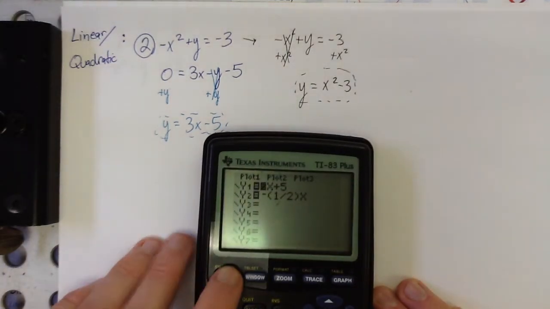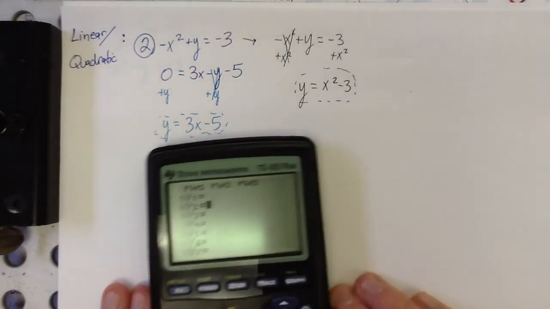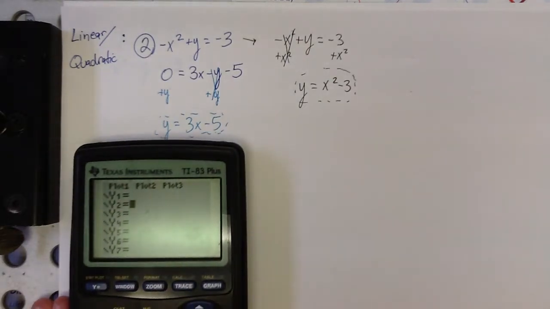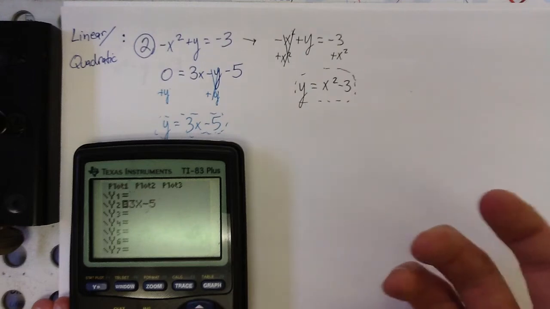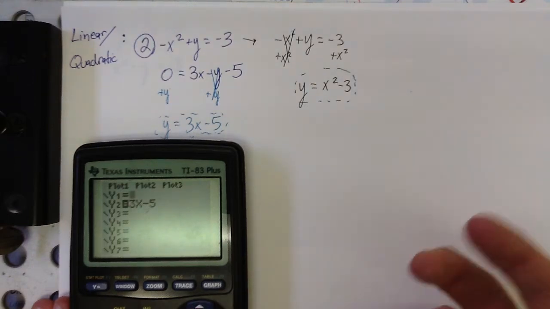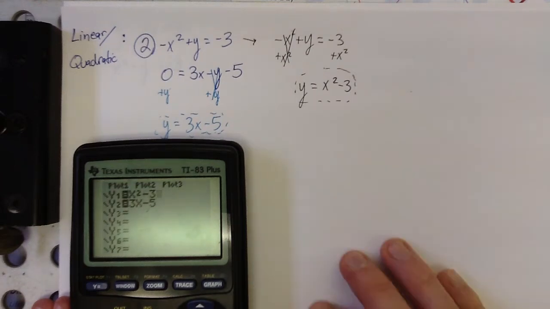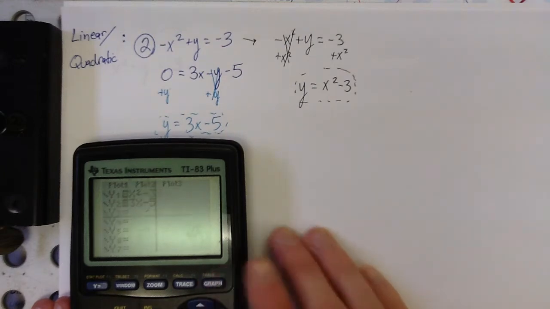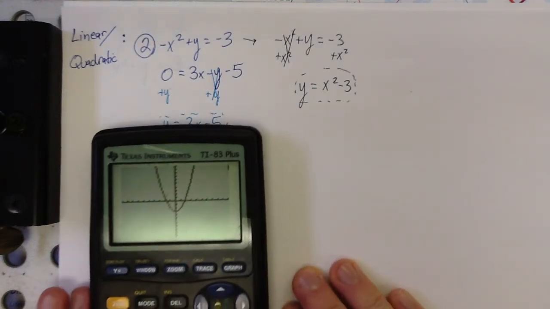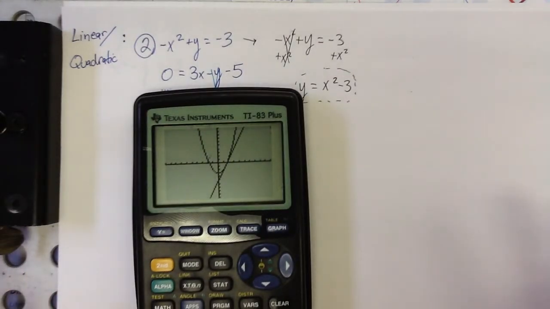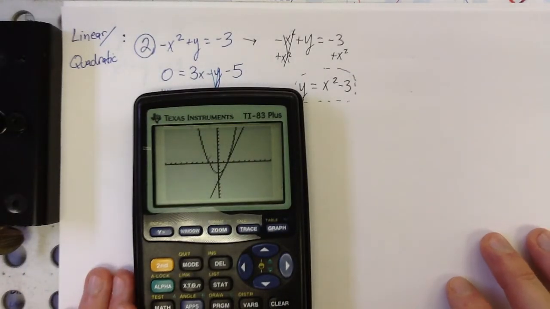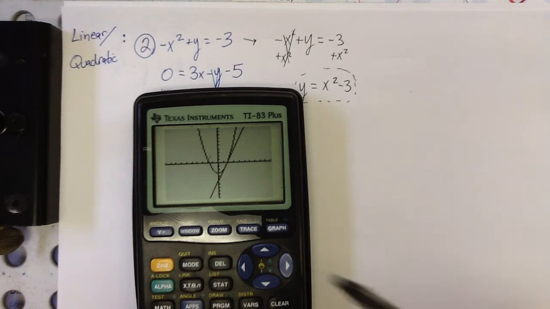So pull up your calculator, clear everything out. We have 3x minus 5, and notice I put that in y2. That really doesn't matter. I can put the other one in y1. It's not a big deal. So don't worry about where you put them, and just get both of them in there. Okay. Hit graph. It should be a quadratic crossing a line, or a line crossing a quadratic, however you think about it. This one might be kind of tough to see.